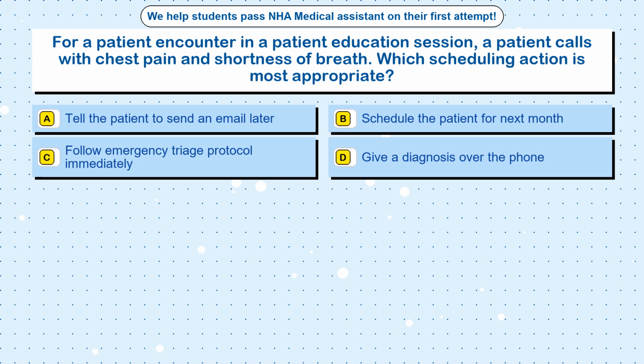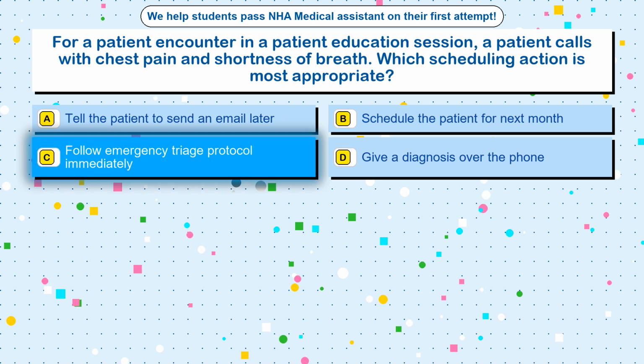Question 43. For a patient encounter in a patient education session, a patient calls with chest pain and shortness of breath. Which scheduling action is most appropriate? Option A. Tell the patient to send an email later. Option B. Schedule the patient for next month. Option C. Follow emergency triage protocol immediately. Option D. Give a diagnosis over the phone. The correct answer is option C.